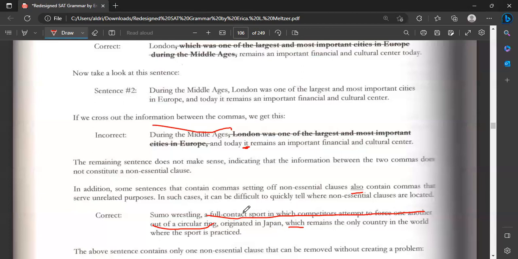So in this case, what came before "which"? We're talking about Japan. So what's coming after should correspond to Japan, right? Japan is the only country in the world where the sport is practiced, and that makes sense. So this sentence can make sense without it, just like Jerome pointed out. Sumo wrestling originated in Japan, which remains the only country in the world where the sport is practiced. Okay, so you guys are doing fine. That's correct.